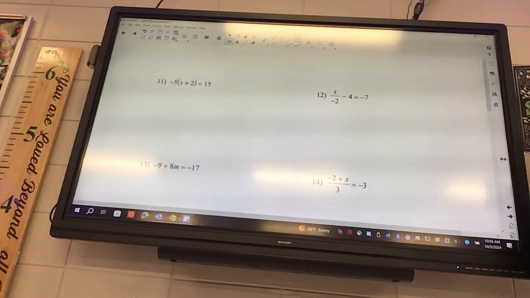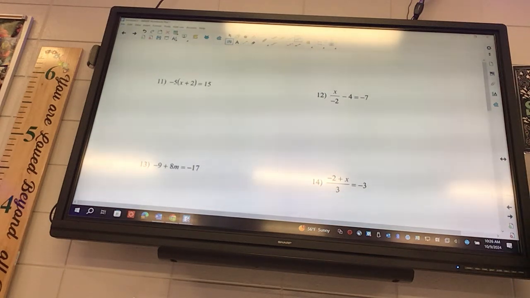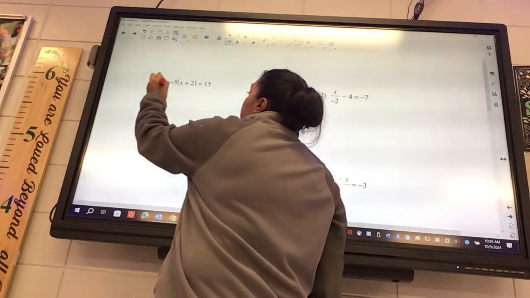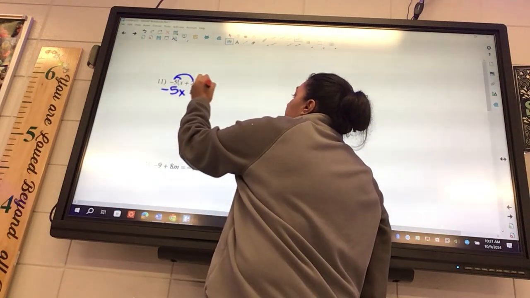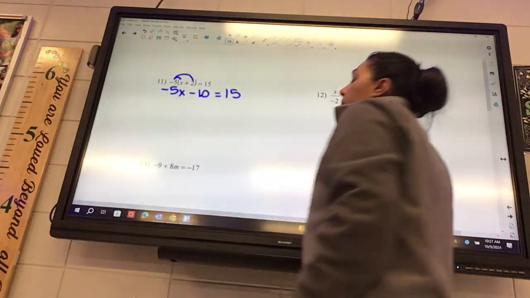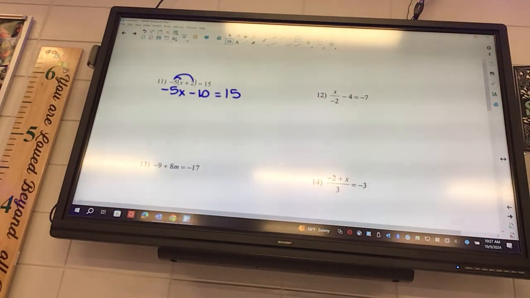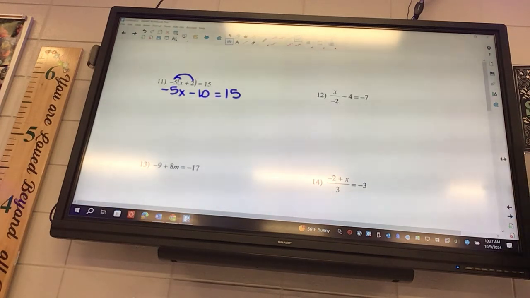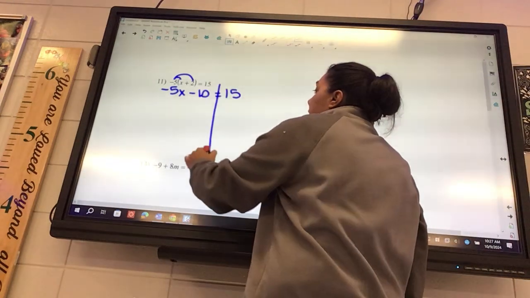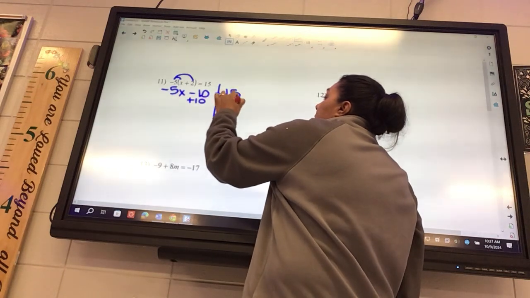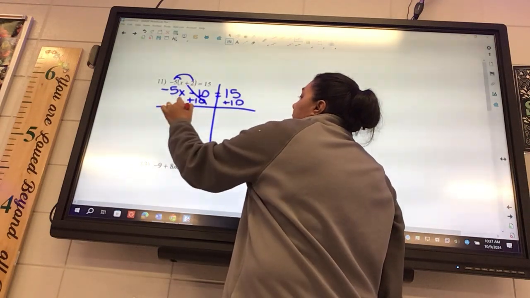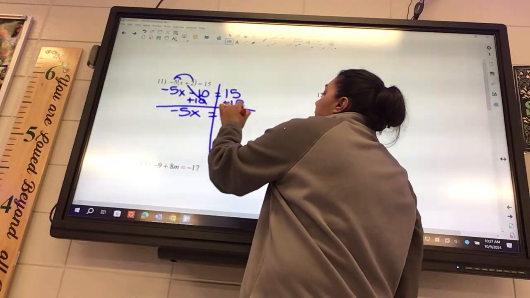Okay, 11, what needs done first? Multiplication for this, get rid of the parentheses. Okay, so -5 times x, -5x. -5 times 2 is going to be -10. Okay, who's going to get moved? Who's the kid? A -10, so how do I move a -10? Add 10. Okay, so I'm going to get -5x equals 25.